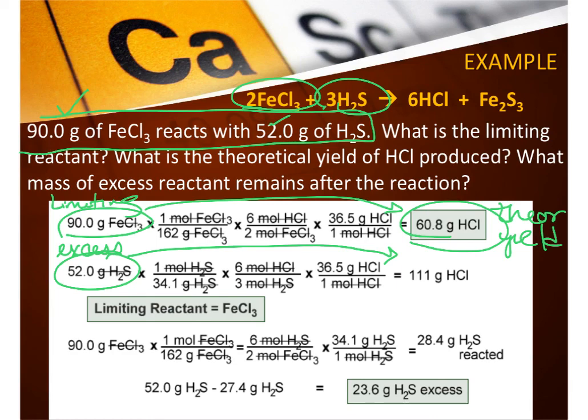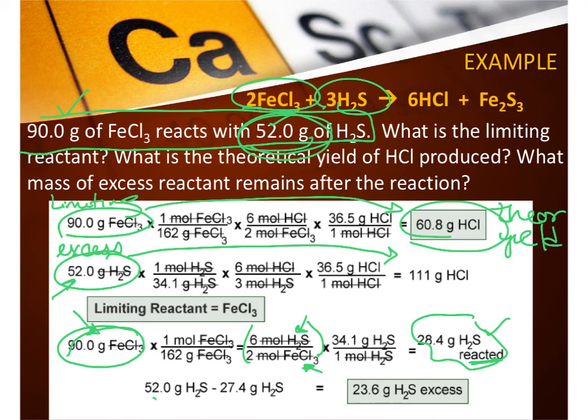All right, so now how much of this excess reactant actually got reacted? To figure that out, everything depends on the limiting reactant, right? So again, you're going to start with the limiting reactant now that you know which one it is, and you are going to use the mole ratio between the limiting reactant and the excess reactant because you're trying to figure out how much excess reactant actually reacted. So that will give you how much of the excess reactant reacted. You know how much you started with, right? You started with 52 grams of that excess reactant. So you subtract what you just calculated here.